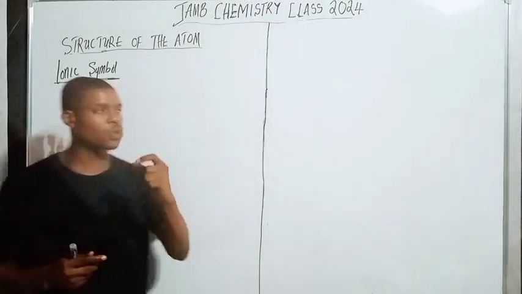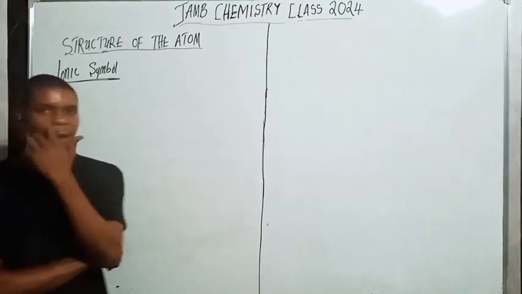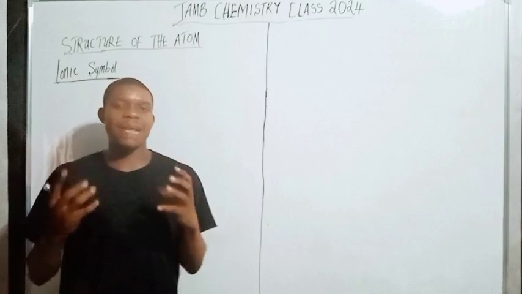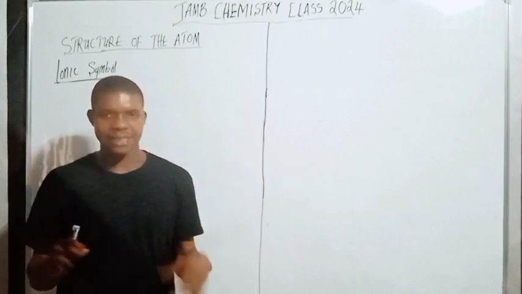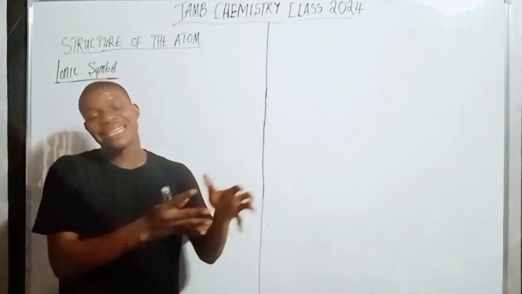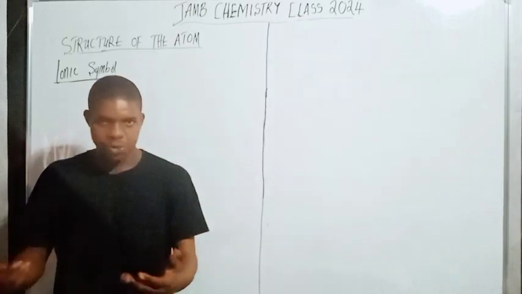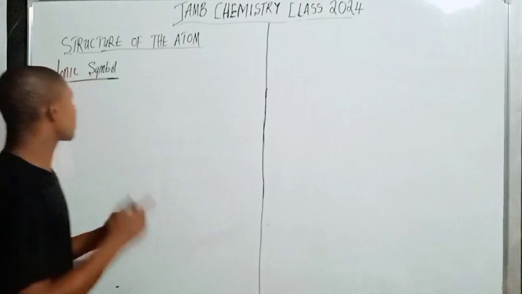So the next one to look at here is called the ionic symbol. Ionic symbol. So now we are looking at the elemental symbol, that is, elements that have no charge, right? So for an element that does not have any charge, the proton number and the electron number are the same.